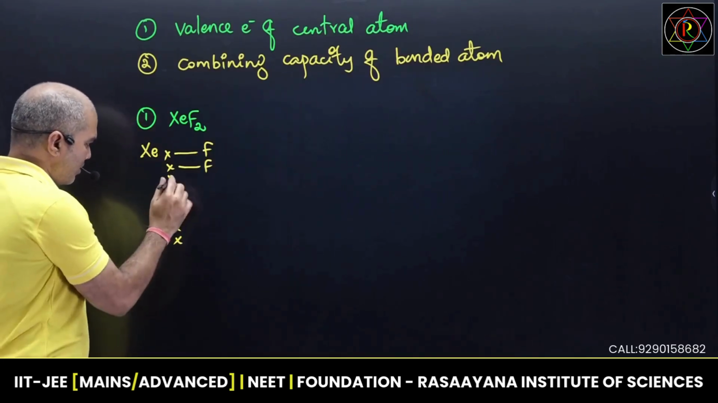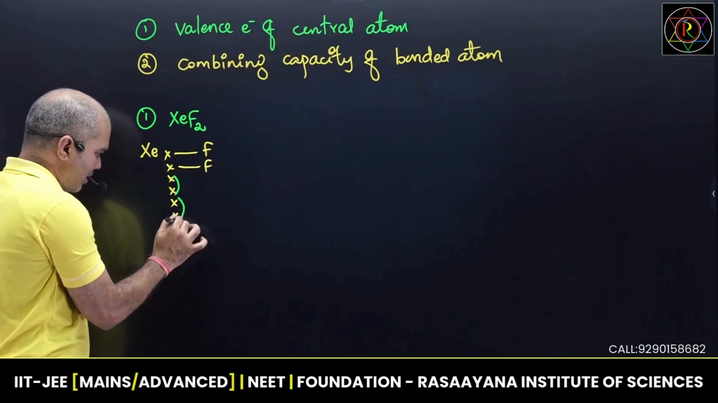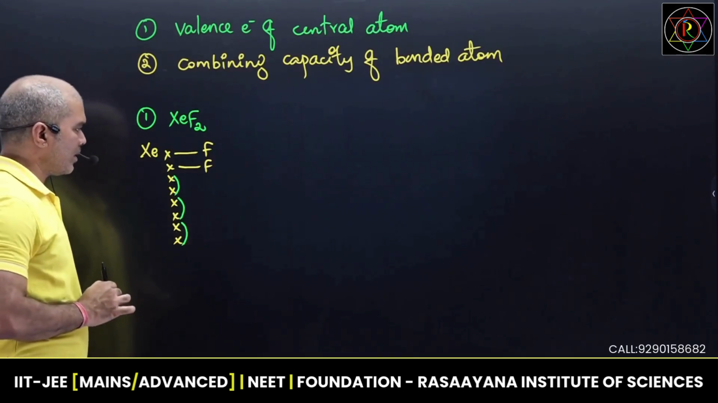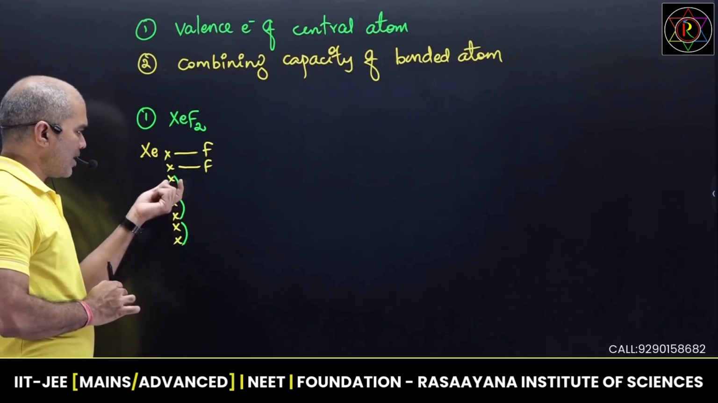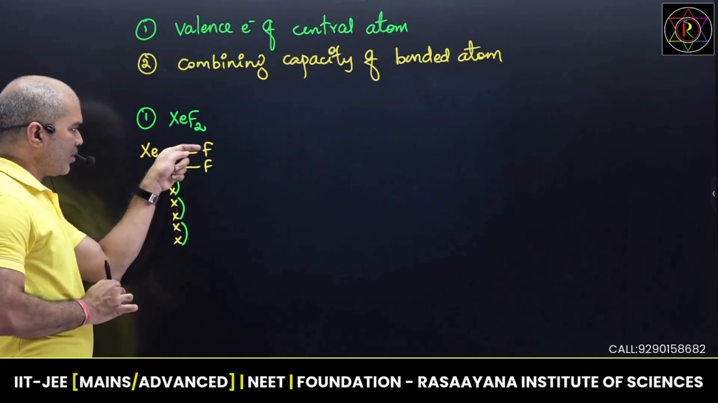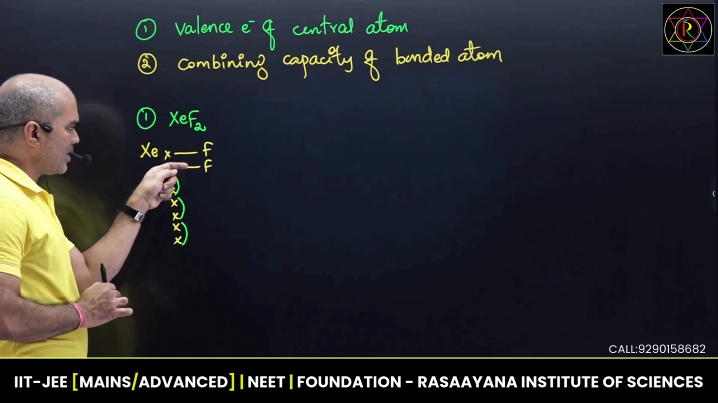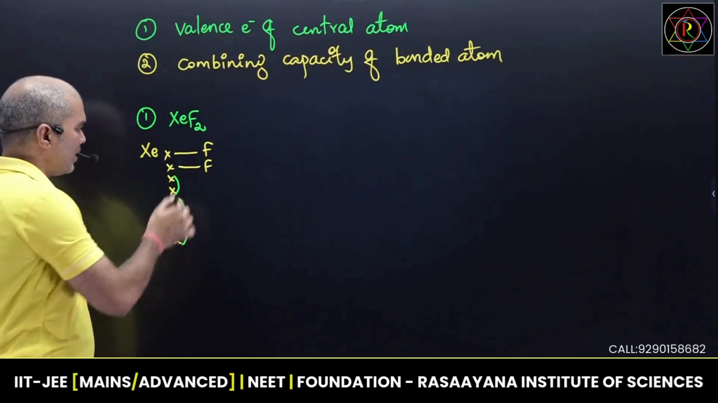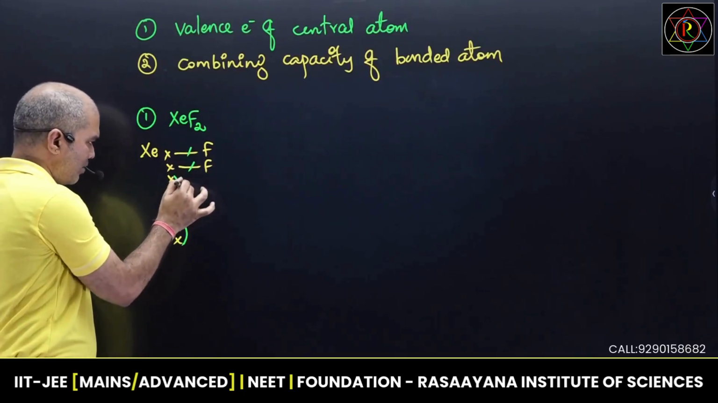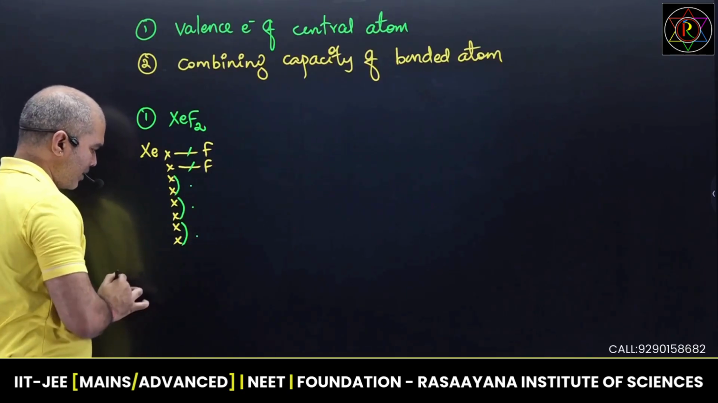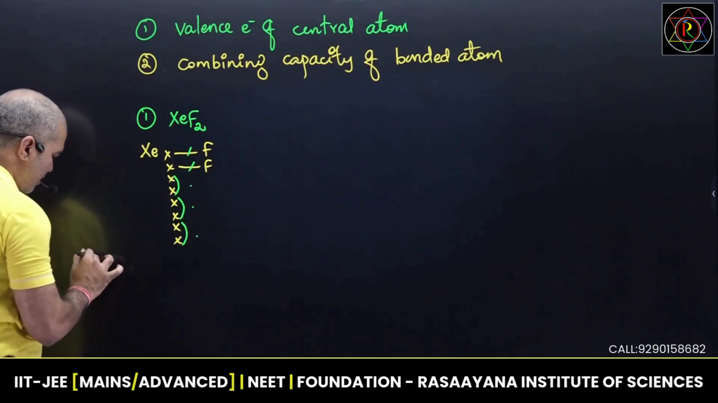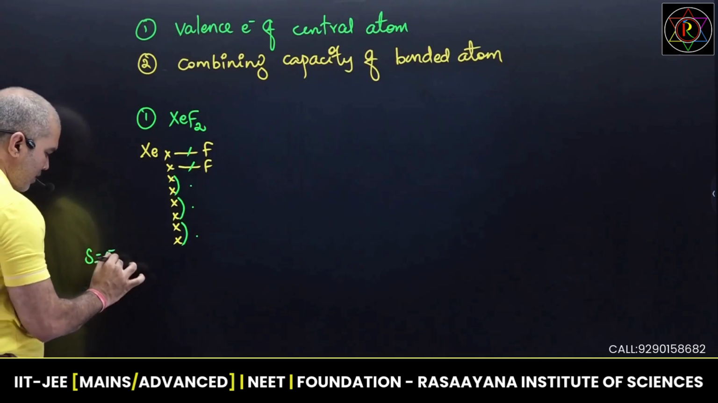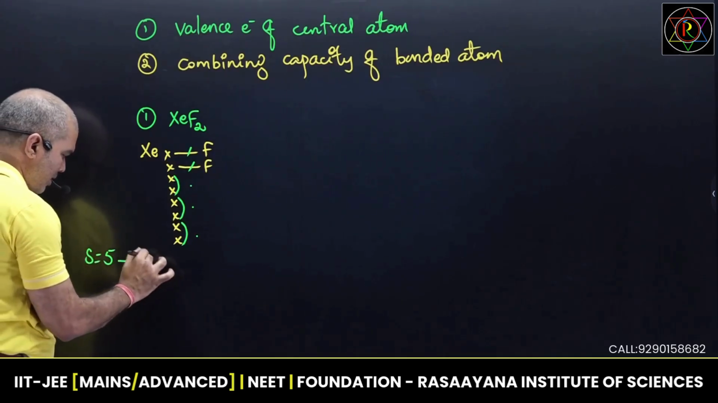Whatever electrons are remaining, they convert into lone pairs. Every lone pair is considered as a domain. Every bond is considered as a domain. Every bond means every sigma bond should be considered as a domain, let it be a single bond or a multiple bond. So here this is one domain, second domain, third, fourth and fifth. Here I am getting steric number as 5. For 5 it is sp3d.